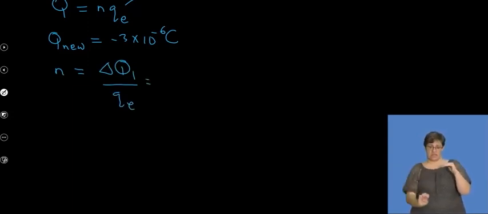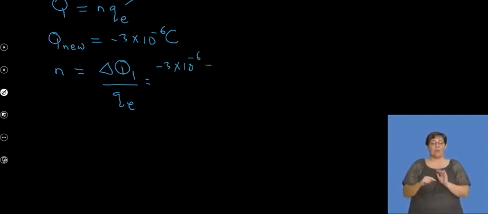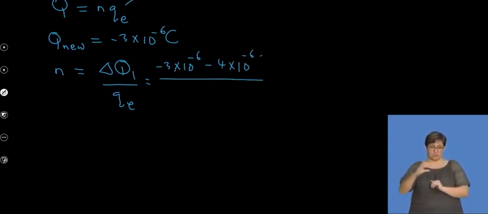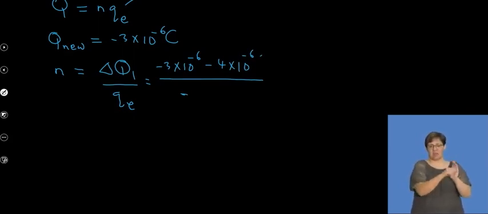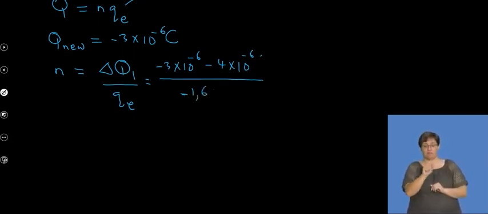The change is final minus initial. The final charge for Q1 is -3 times 10 exponent -6, minus the initial charge of Q1, which was plus 4 microcoulombs, which is 4 times 10 exponent -6 coulombs. We divide this by the elementary charge, which is negative. Why are we using negative? Because Q1 gained electrons. It became more negative, in other words, it became less positive. So it is -1.6 times 10 exponent -19.